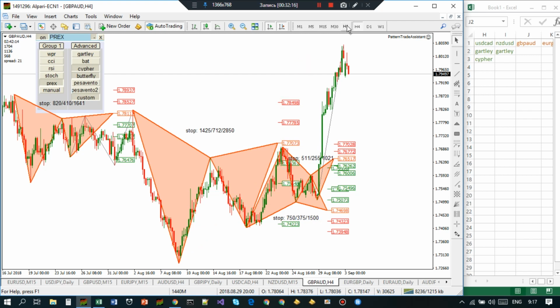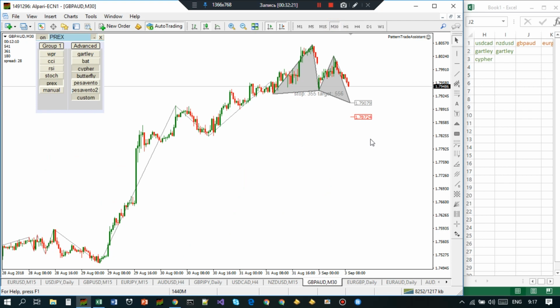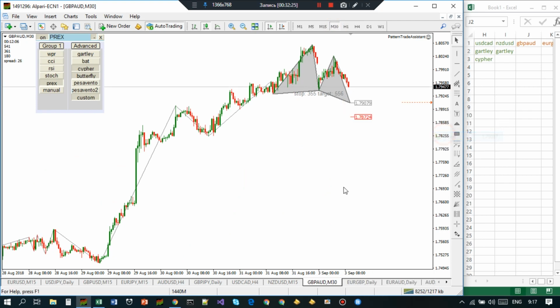Okay, and 1 hour we have nothing, and 30-minute a potential butterfly, should place an alert. Pound OC 30-minute, so we have daily, 4 hour, 1 hour, 30-minute butterfly, and it is a pretty good butterfly.